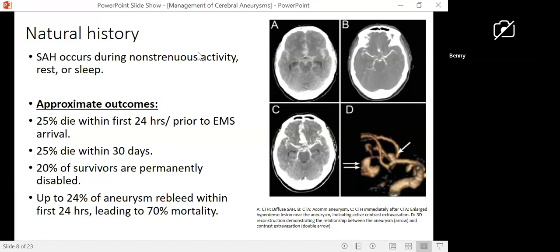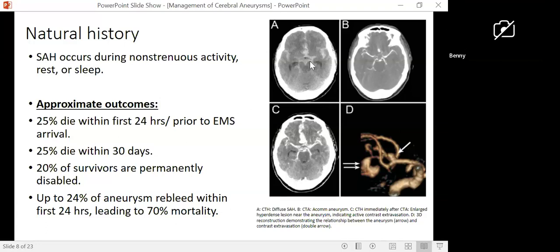So if there is a suspicion that the patient is having a subarachnoid hemorrhage, they need to go to the ED immediately and get a CAT scan, because aneurysms, when they rupture, clot off quickly, but then they can re-rupture again. About a quarter of the patients can re-bleed within the first day, and that leads to a 70% mortality. So if you have an aneurysm that ruptures and somehow you survive, if it rebleeds again, there's a 70% chance of death.